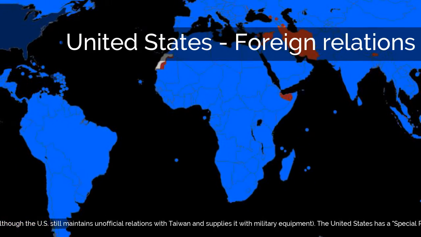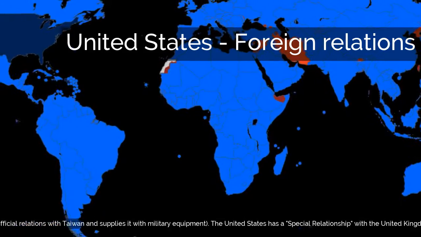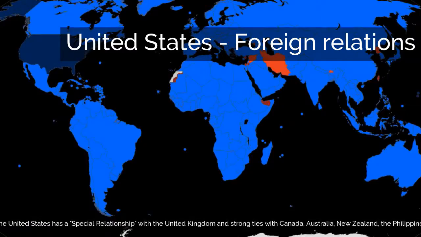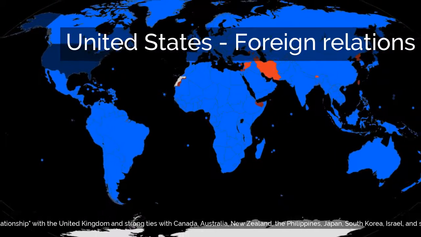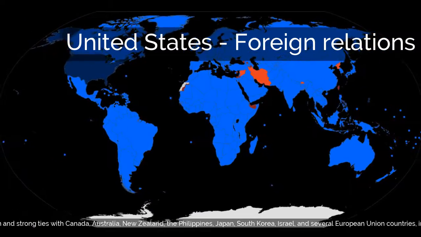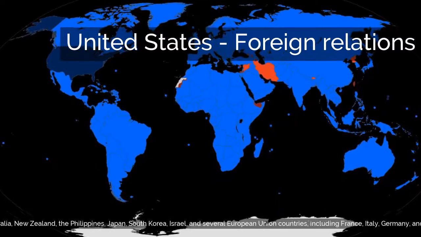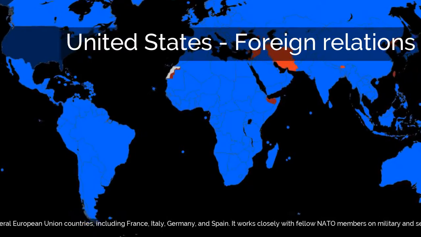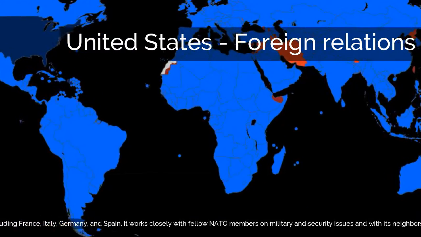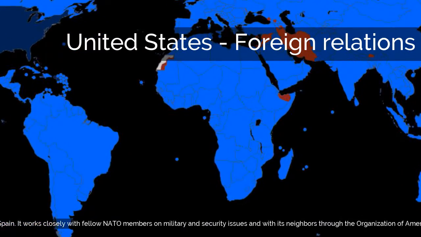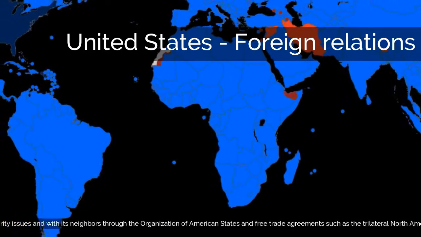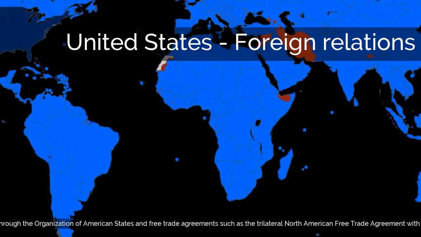The United States has a special relationship with the United Kingdom and strong ties with Canada, Australia, New Zealand, the Philippines, Japan, South Korea, Israel, and several European Union countries, including France, Italy, Germany, and Spain. It works closely with fellow NATO members on military and security issues and with its neighbors through the Organization of American States and free trade agreements such as the Trilateral North American Free Trade Agreement with Canada and Mexico.